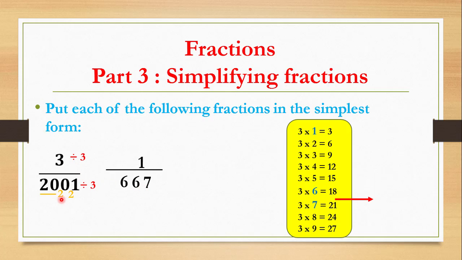Also 3 over 2001 equals 1 over 667. But is that the simplest form or not? Yes, of course, this is the simplest form, because there is no more common factor between 1 and 667.